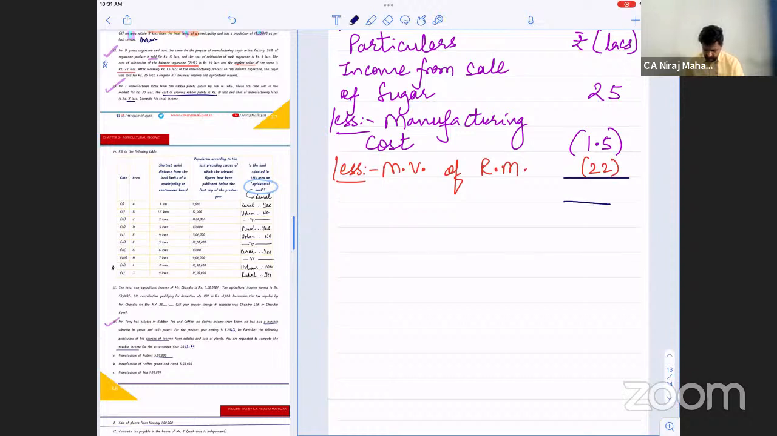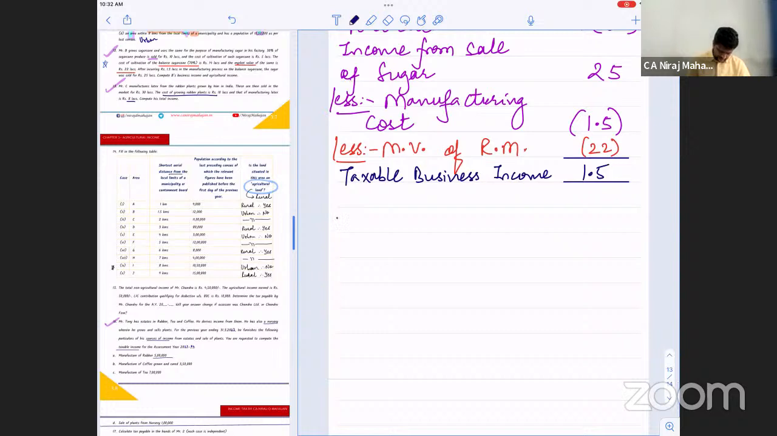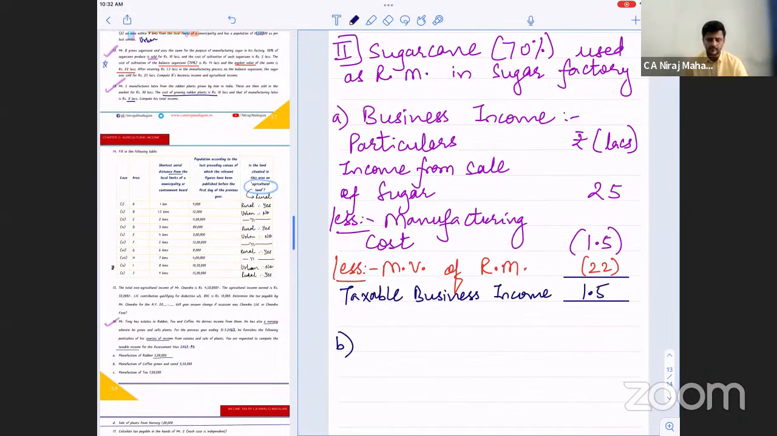This is my business income. That is obviously taxable income, right? So I'm writing taxable business income, 1.5 again. Okay, fine. And B part, agricultural income.